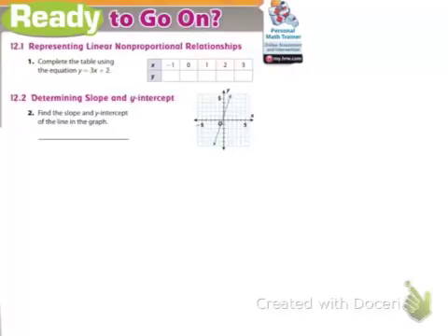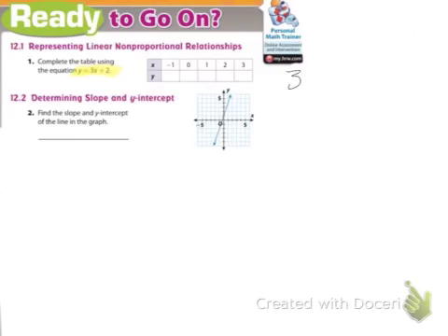Let's take a look at the Module 12 review pages, page 385. Let's look at problems 1 and 2. So for problem 1, we are completing the table using this equation. So we're simply plugging in values for x to find y.